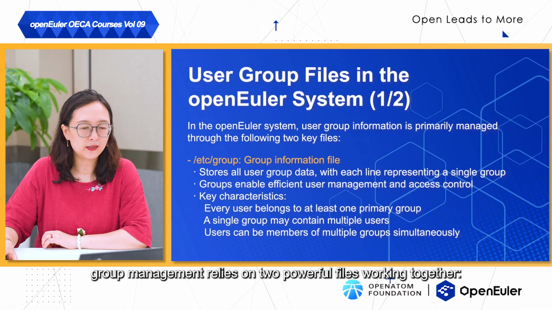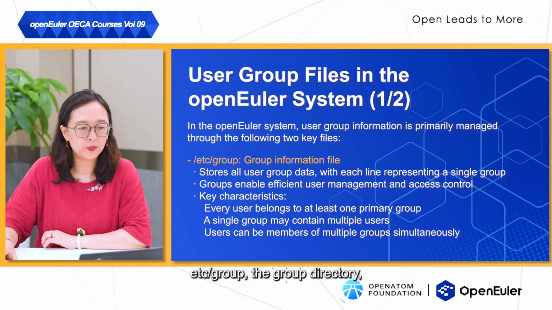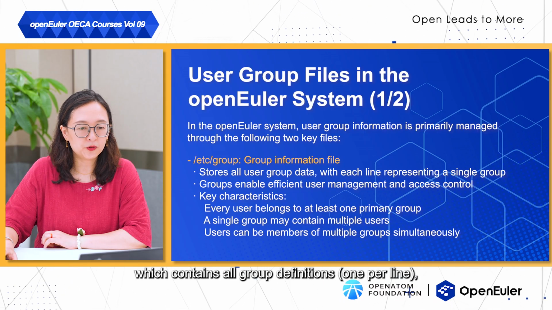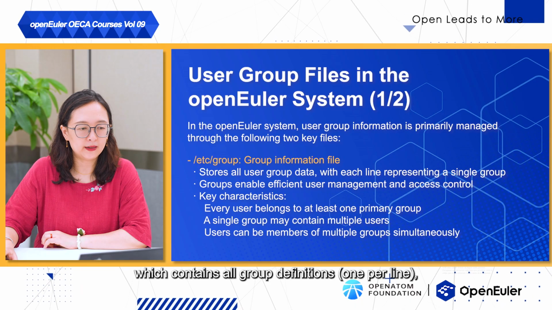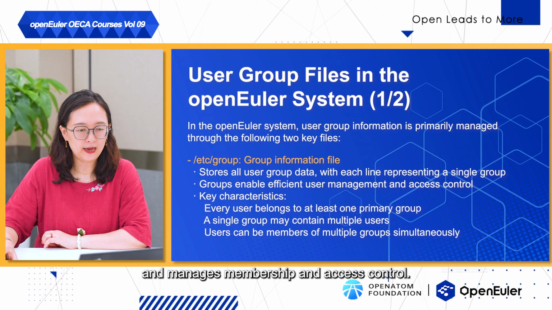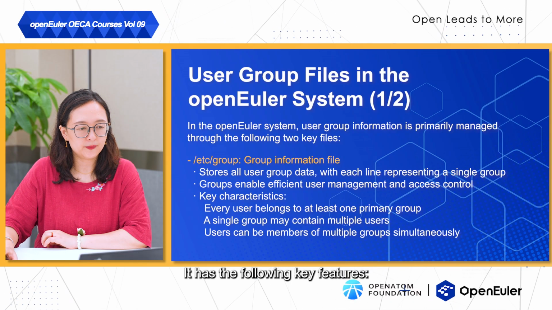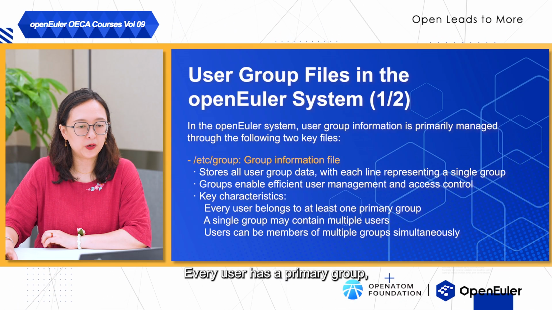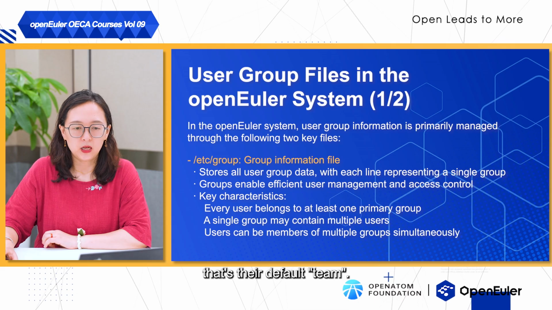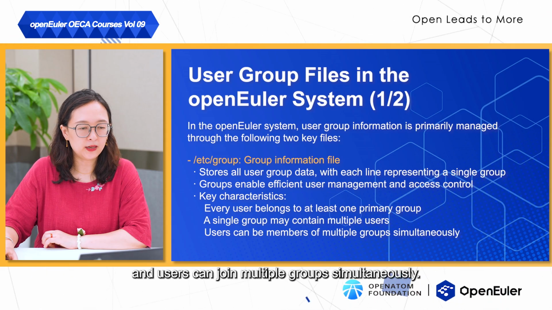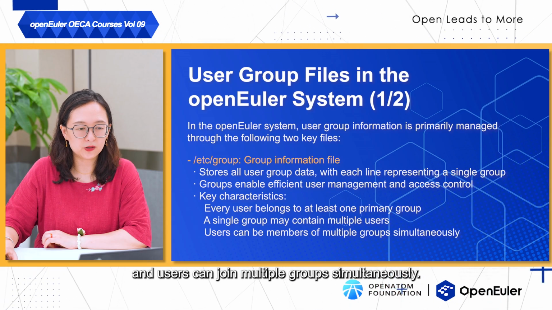In openEuler, group management relies on two powerful files working together. /etc/group, the group directory, which contains all group definitions, one per line, and manages membership and access control. It has the following key features. Every user has a primary group. That's their default team. A group can have multiple members, and users can join multiple groups simultaneously.